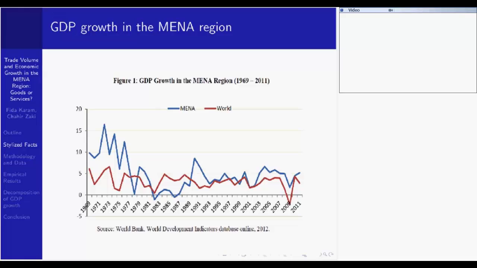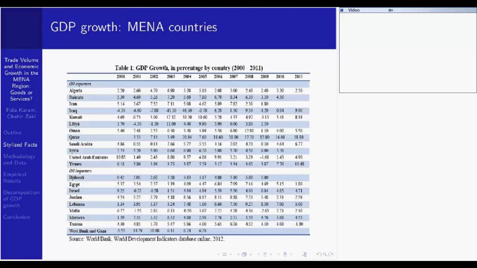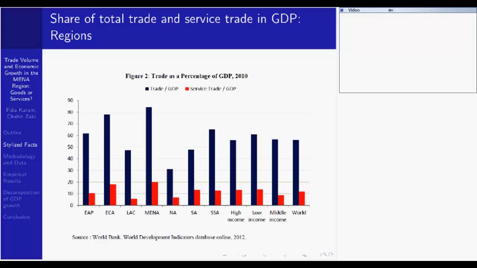And then, as I mentioned before, if we compare the share of trade to GDP and the share of services trade to GDP, we can find that the share of trade is significantly higher than the one of services. And actually, this points out the fact that trade in services in the MENA region is still facing several impediments, even if we compare it to other regions, especially when we take the ratio between total trade and services.